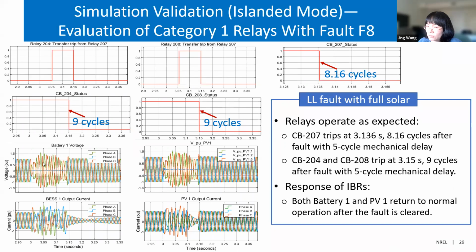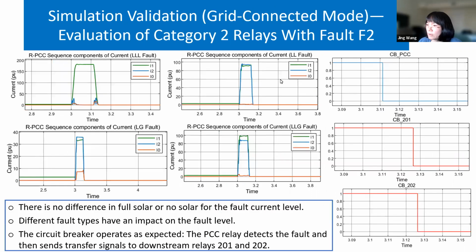You can see during fault how the voltage and the current look like. And then once the fault is cleared, they return to normal operation. So you can see with very good protection, the microgrid can continue to operate as normal and without interruption of the power supply. We also see the category 2 relay with the grid connected mode.